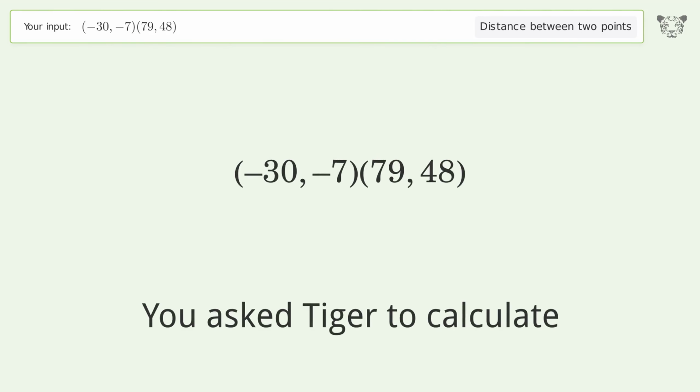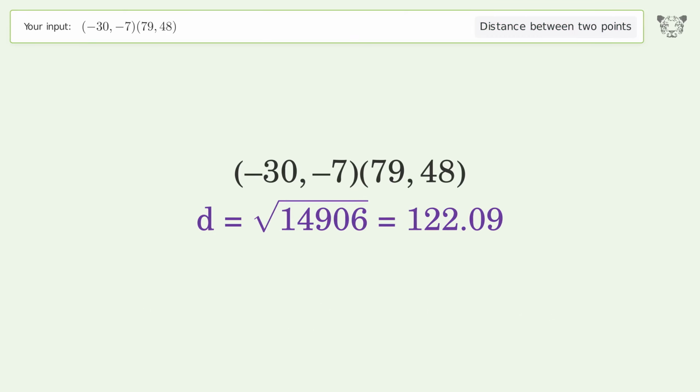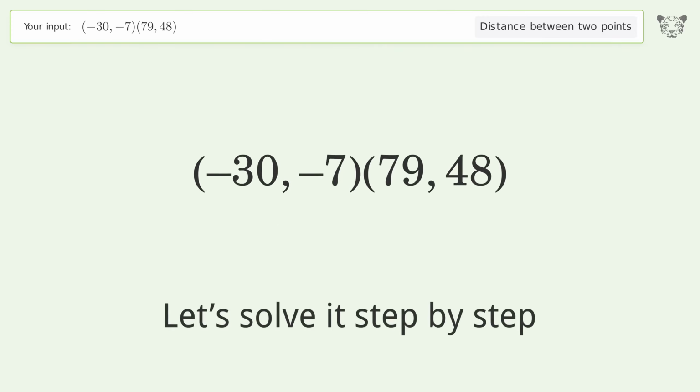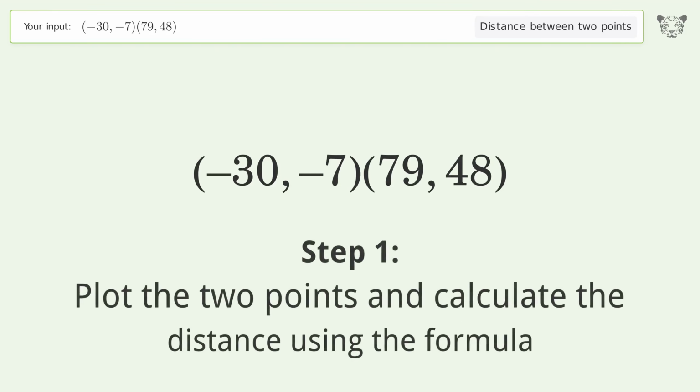You ask Tiger to calculate. This deals with the distance between 2 points. The distance between the 2 points is the square root of 14,906, or 122.09. Let's solve it step by step. Plot the 2 points and calculate the distance using the formula.